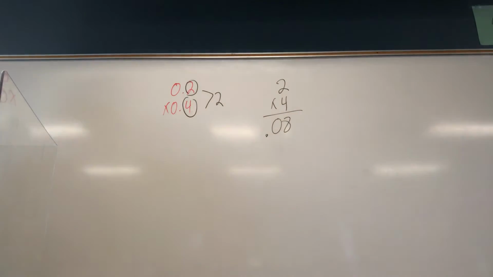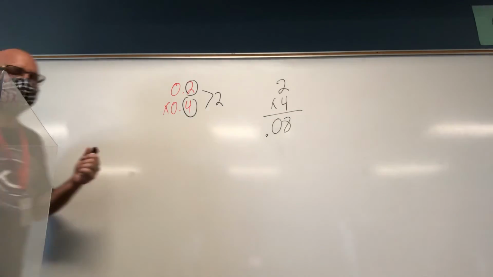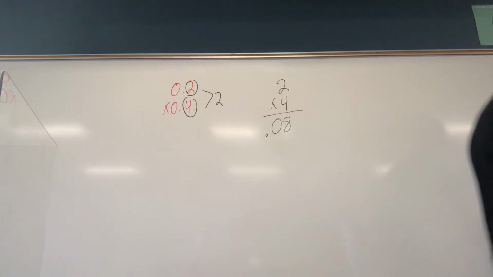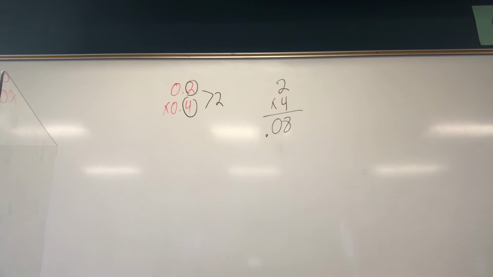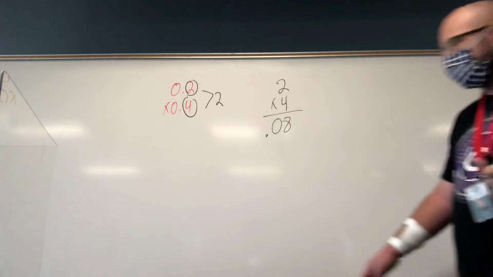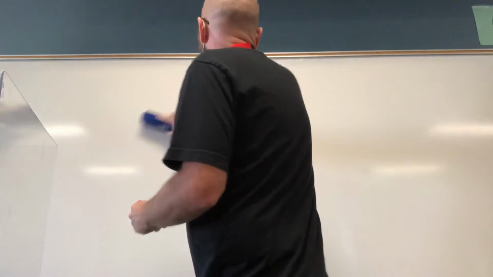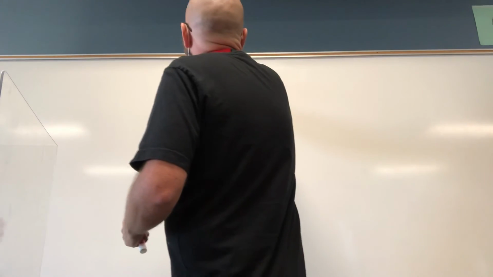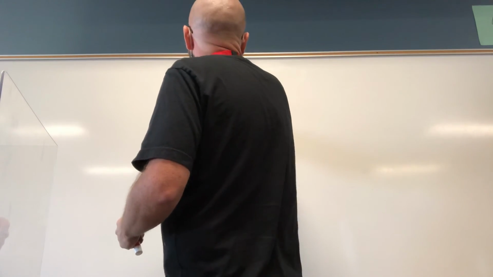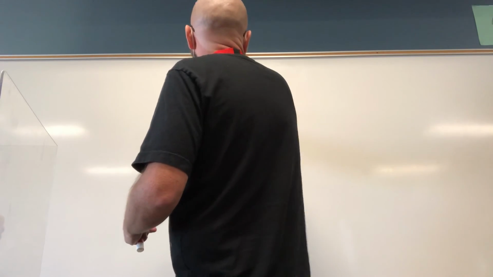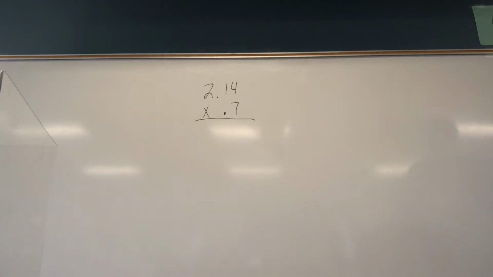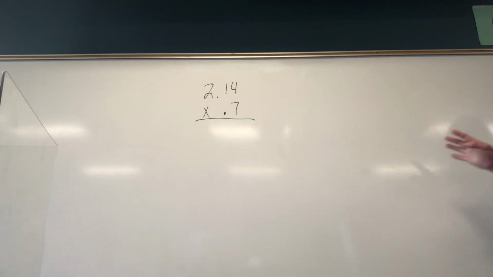Yes, sir. Well, not quite negative numbers, but really small numbers. What would you do with 2 digits in the decimal when you're multiplying? All right, let's look at one of those. Let's look at 2.14 times 0.7. I'm just making this up. Just relax. You just watch.